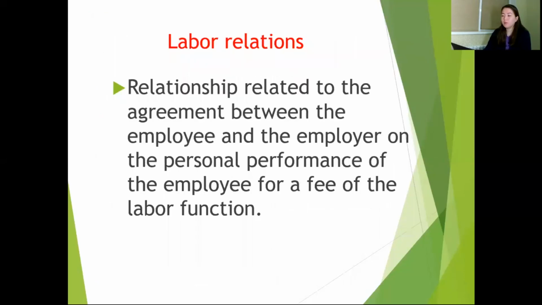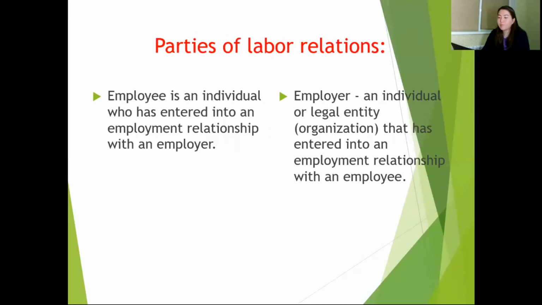Labor relations related to the agreement between the employee and the employer on the personal performance of the employee for a fee of the labor function. So, we have two parties of labor relations. First is the employee. It is an individual who has entered into an employment relationship with an employer. Employer is an individual or legal entity, organization that has entered into an employment relationship with an employee.